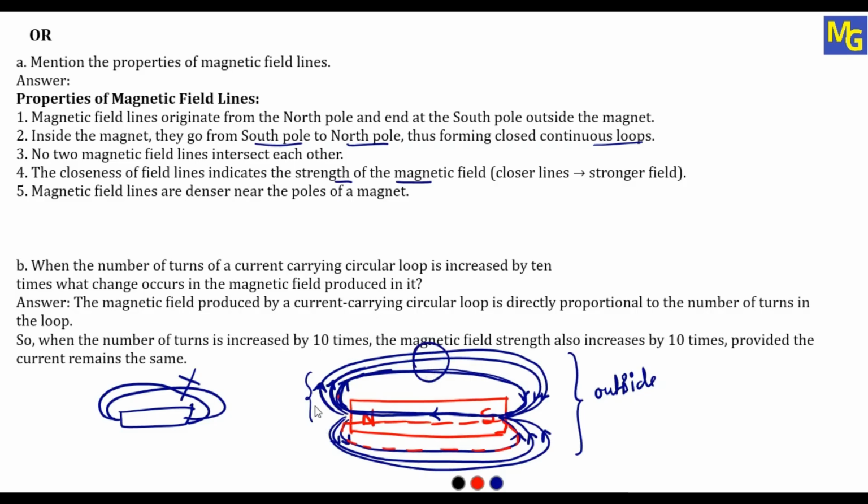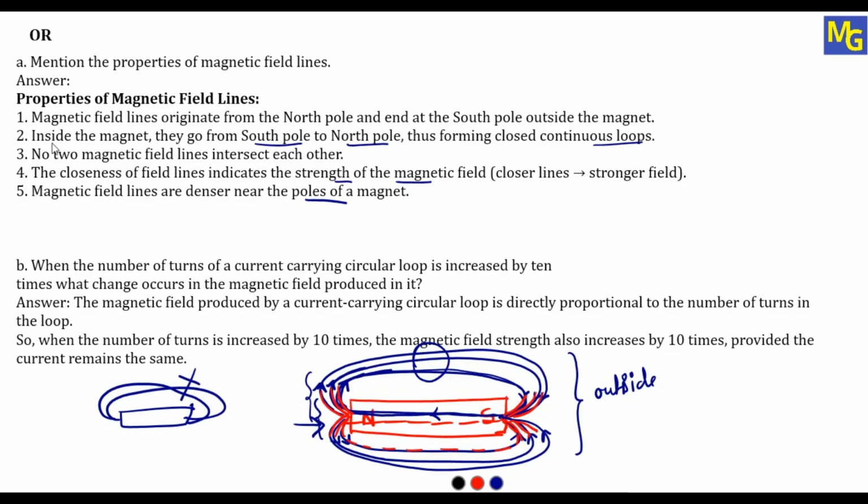And due to this, the magnetic field strength will be more near the poles and less away from the poles. So the next one: magnetic field lines are denser near the poles. The same thing which I have explained just now. Magnetic field lines will always, remember, be denser near the poles. On both sides, this side as well as this side, magnetic field lines will be closer at the poles and far apart when they are away from the poles.